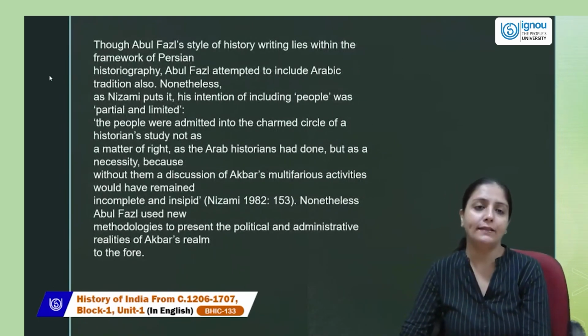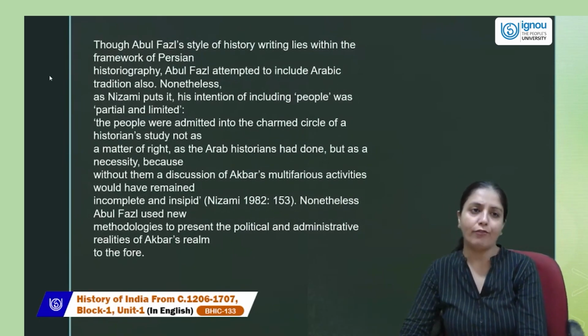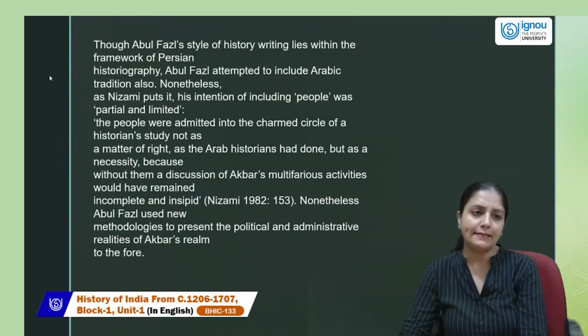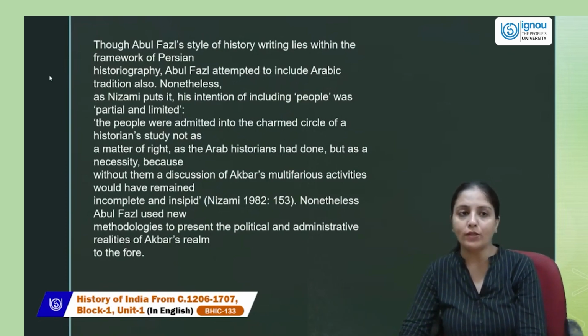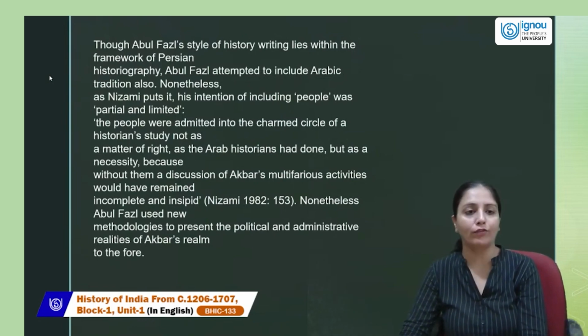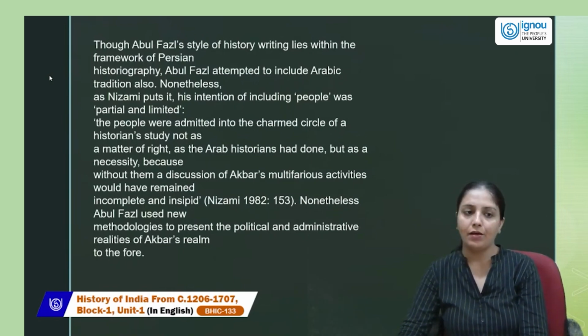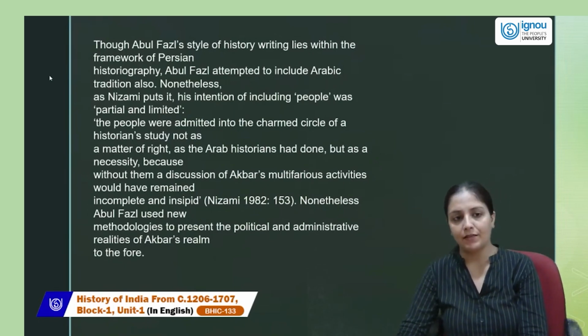Though Abul Fazl's style of writing lies within the framework of Persian historiography, he attempted to include the Arabic tradition also. Nonetheless, as Nizami puts it, his intention of including people was partial and limited. The people were admitted into the charmed circle of historians' study, not as a matter of right, as the Arab historians had done, but as a necessity, because without them a discussion of Akbar's multifarious activities would have remained incomplete and insipid.